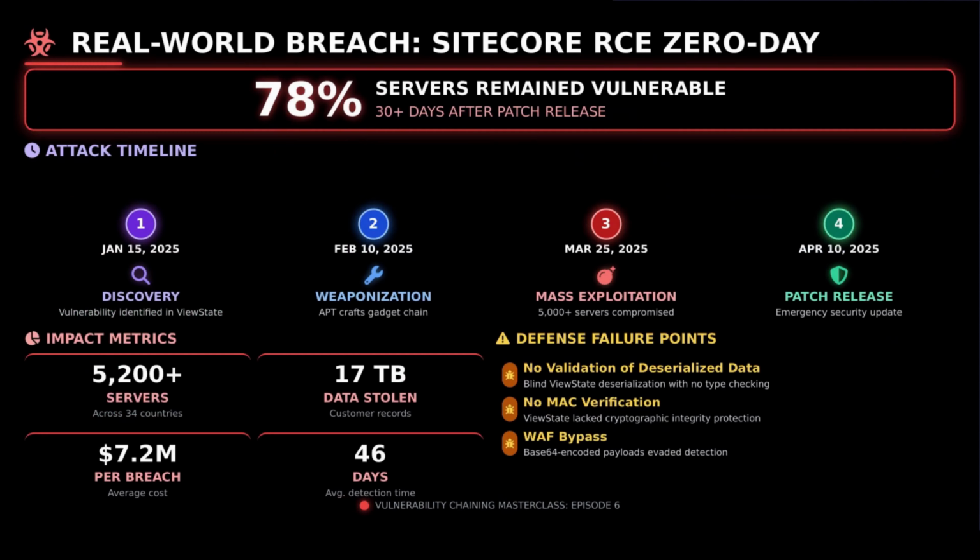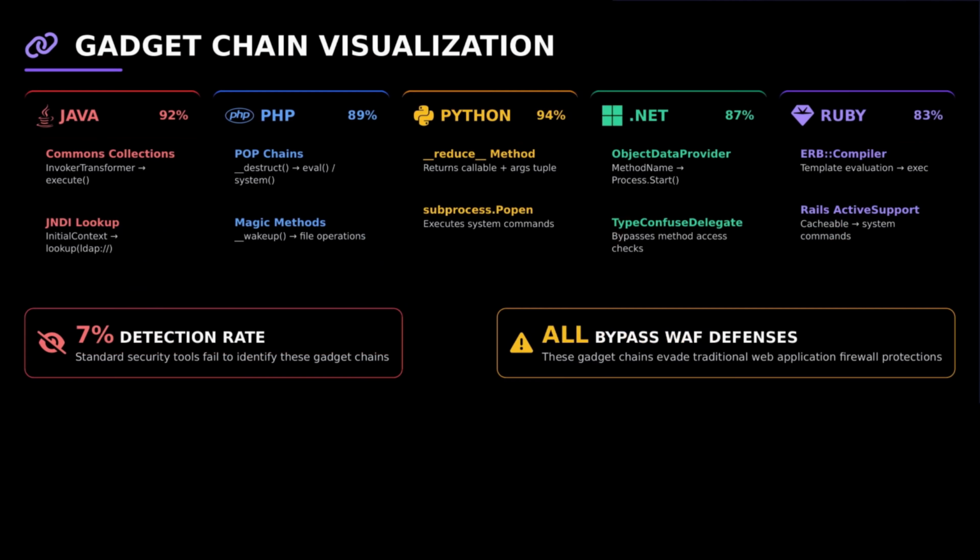Here's what a real breach looks like. Sitecore. First, January 15, 2025, vulnerability discovered. Second, February 10, 2025, weaponized. Third, March 25, 2025, mass exploited, over 5,000 servers hit. Fourth, April 10, 2025, patch released. Impact: 17 terabytes stolen, $7.2 million per breach. Average detection time: 46 days. Failures: no validation, no MAC integrity, WAF bypass. A perfect storm.